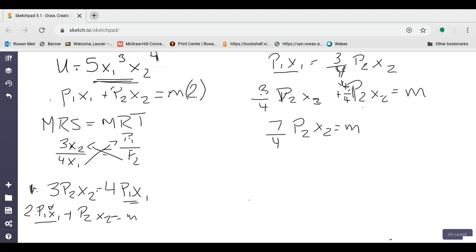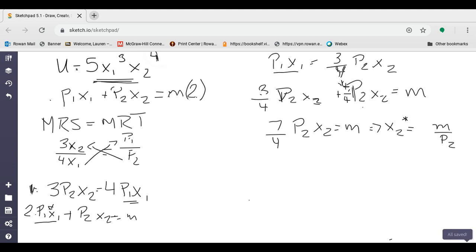Now we're close. We want to get x2 by itself. So if we divide everything out from the left-hand side, dividing by 7/4 times the P2, we're going to have x2, and I'm going to call it a star because that means we have the answer, and this is one of those. So this equals definitely m/P2.